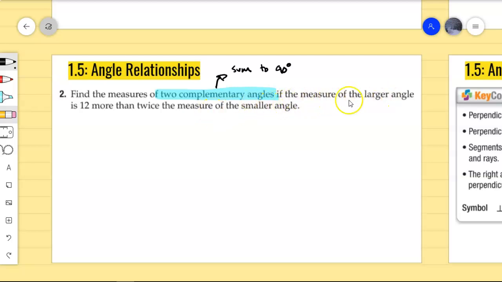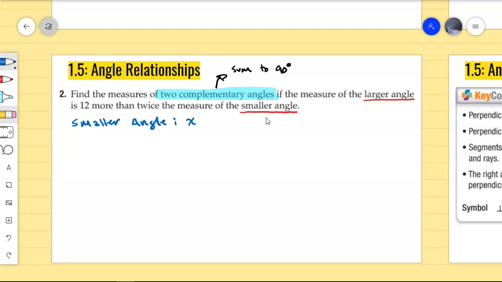Now, it says if the measure of the larger angle is 12 more than twice the measure of the smaller angle. So there is something going on here. Notice how we don't know what the smaller angle is. So how exactly are you supposed to figure out the larger angle? What we need to do is use, once again, algebra. So what we'll do is the following. Let's make the smaller angle, and if you like to use x's, you can use x's. Let's call the smaller angle x.